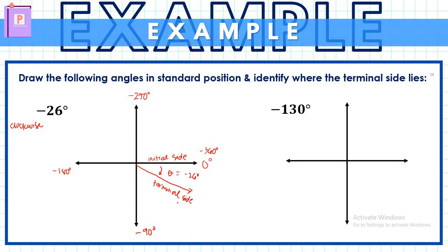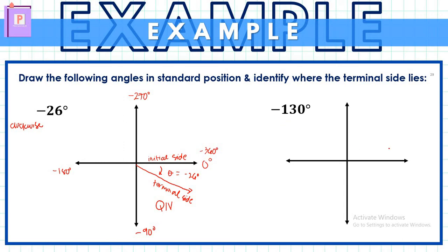And the terminal side will be here on the fourth quadrant. So, a while ago, when we graphed positive 26 degrees, it is on the first quadrant. If it is a negative acute angle, it will now be found on the fourth quadrant because the direction reversed.